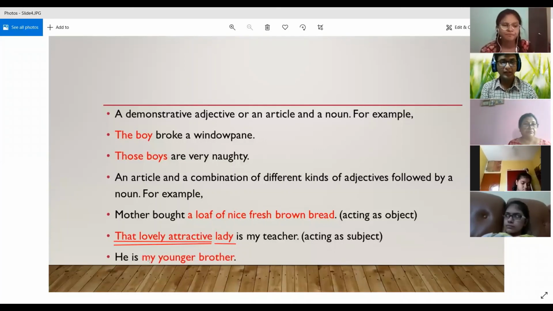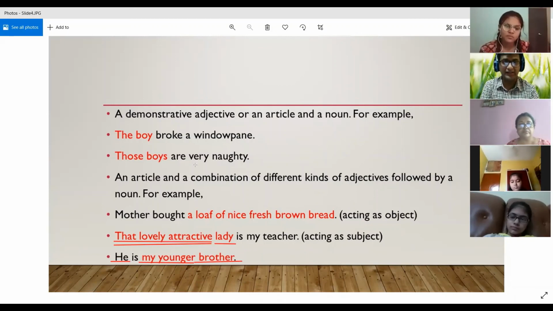Okay. Thank you, sir. Now, in this case also, in the last sentence, if you see, he is my younger brother. So my younger brother over here is acting as what? It is telling us the answer about this he. Who is he? My younger brother. So it is again describing this pronoun he that is present. So it is acting as an adjective phrase over here.